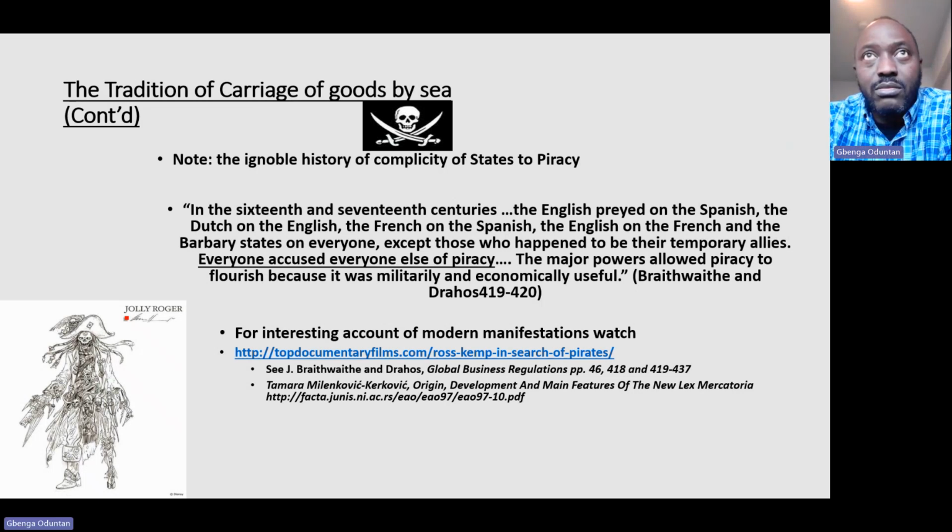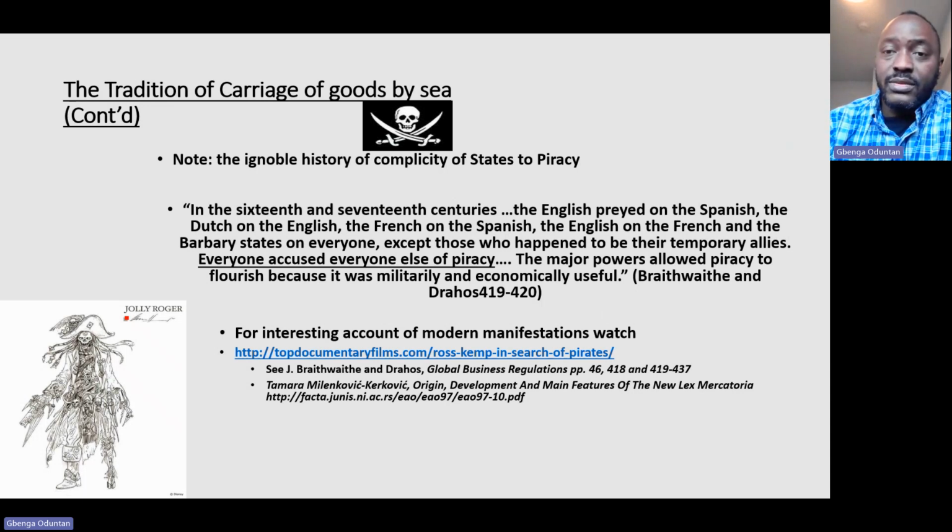piracy troubled maritime transportation. There was a period when states funded the disruption of maritime transportation fortunes of other states, as found on pages 419 to 420 of Braithwaite and Drahos, Global Business Regulation, a book I have here, one of my most respected works in this area of international commercial law that I like referring to.